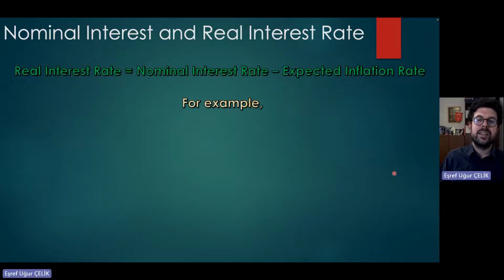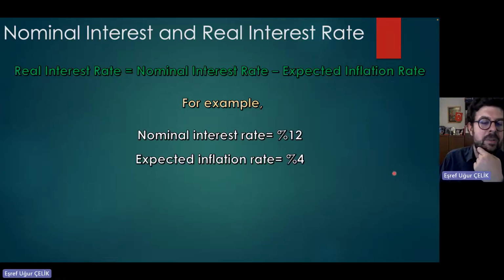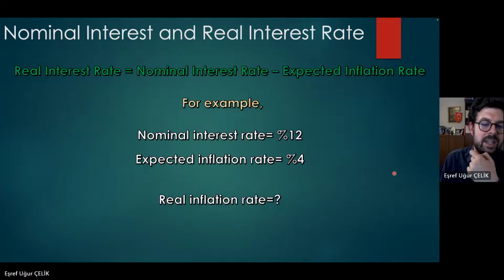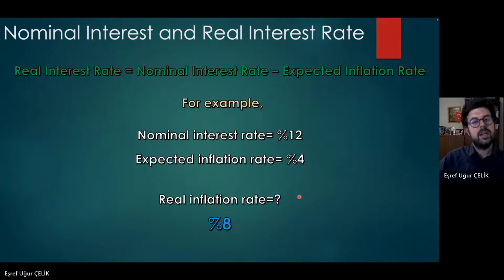How can I ask this in the exam? As you can see over here, maybe I can give the nominal interest rate and the expected inflation rate, and then you can calculate the real interest rate. So the nominal interest rate is 12%, the expected inflation rate is 4%. So 12 minus 4, that is 8% for the real interest rate. I can ask in various ways.